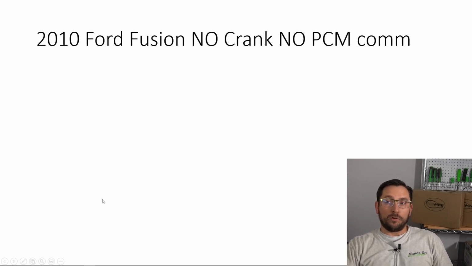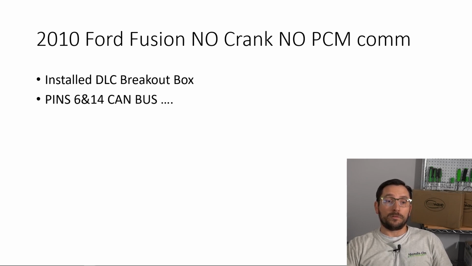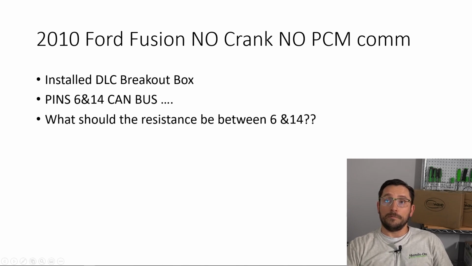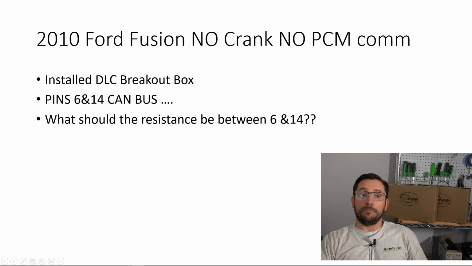So I went ahead and installed the DLC breakout box. And pins 6 and 14 are our CAN bus, guys. You guys should know this. Should be all familiar with this pretty well. This is good stuff. I want you to know, what should that resistance between pins 6 and 14 be?